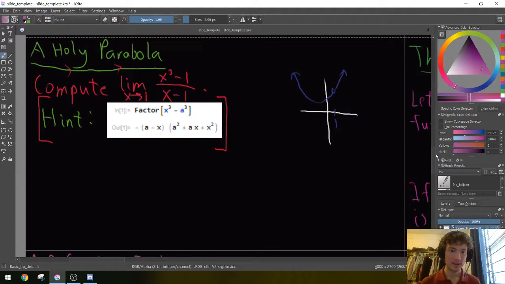Okay, so here's a related problem. So now I will ask you what I should do to compute this limit. The limit as x goes to 1 of x cubed minus 1 over x minus 1. And your hint is the difference of cubes formula. So what should I write to compute this limit? What should I do in this next step after this equals sign?